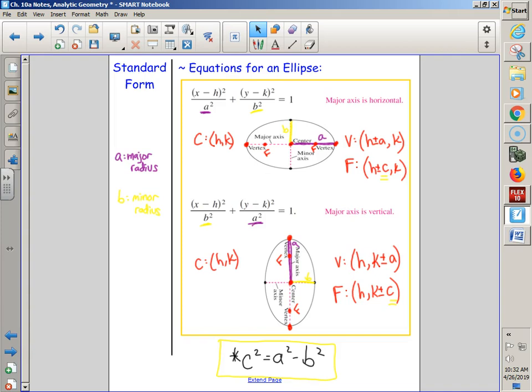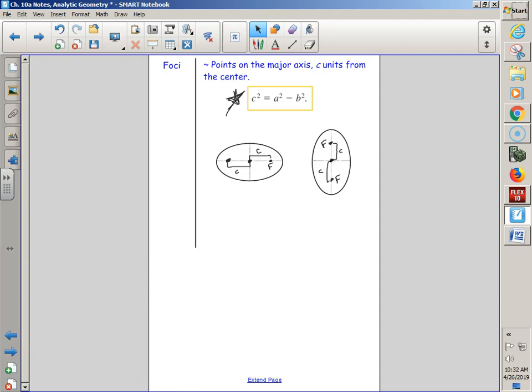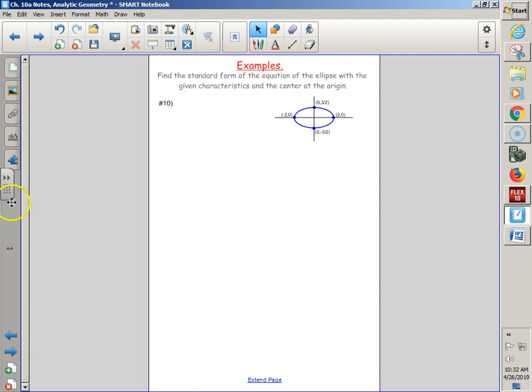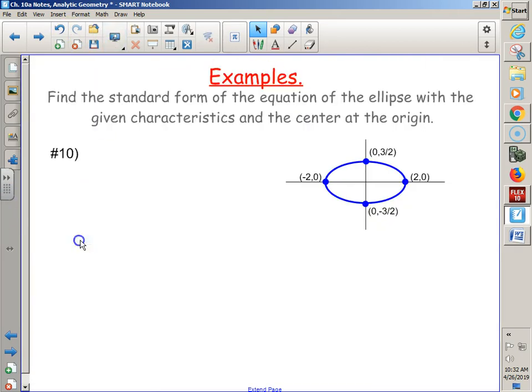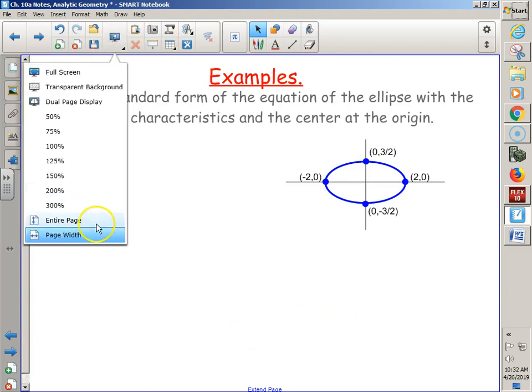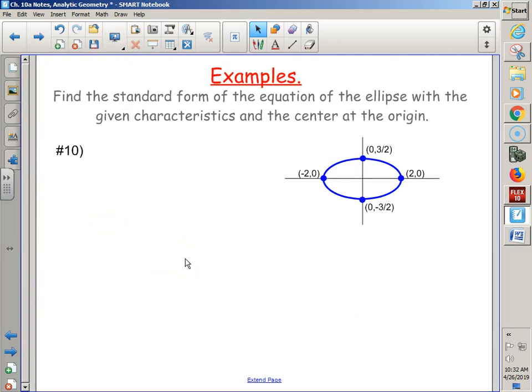All right, you guys got it? I don't have a lot of time, but if we can get one example, that could be helpful. What are they asking you to do? Find the standard form. Okay. Look at the picture. Which standard form? It's always helpful to have a standard form to begin with. Which standard form are we going to use? Who's major? Yeah, the x is major, right? Because it's longer than it is tall.